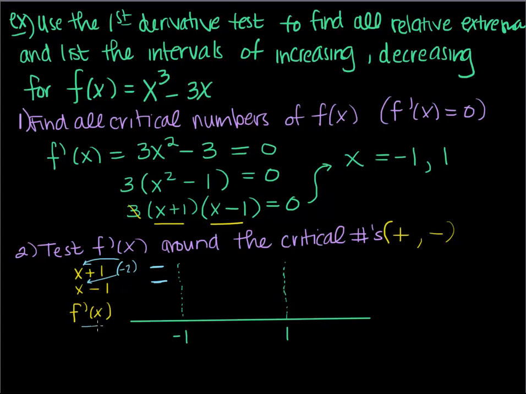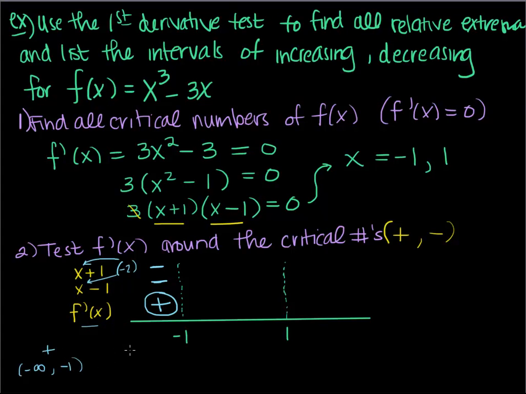So what does that mean for my derivative? Well, if I take a negative times a negative, I get a positive. So what do I know about my derivative to the left of negative 1? All the way to the left of negative 1 must be positive. How do I know it doesn't change? I know that f prime of x is positive from minus infinity to negative 1.